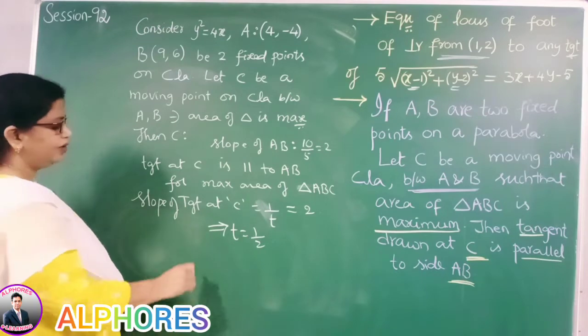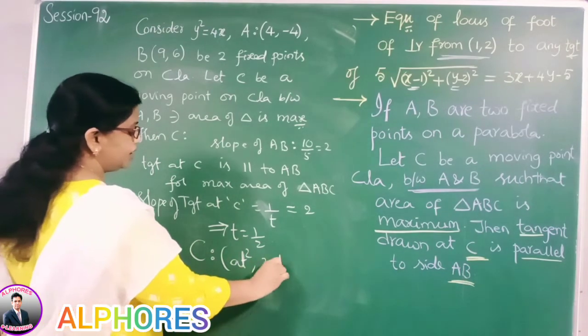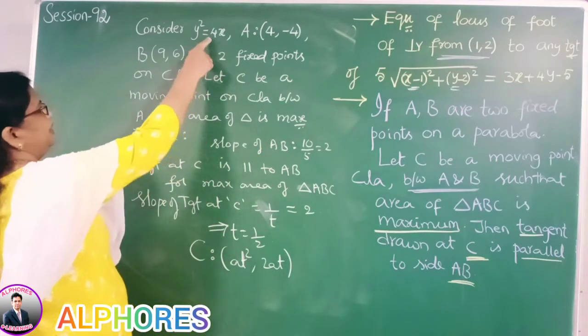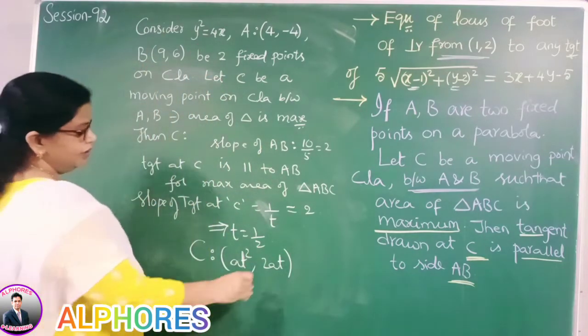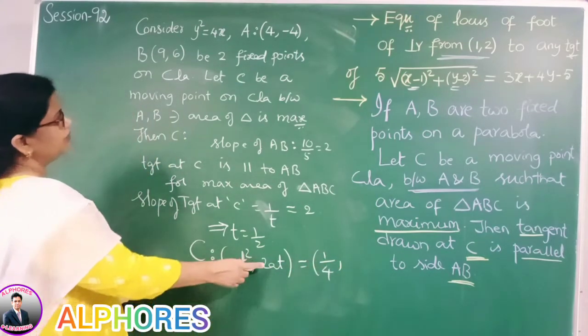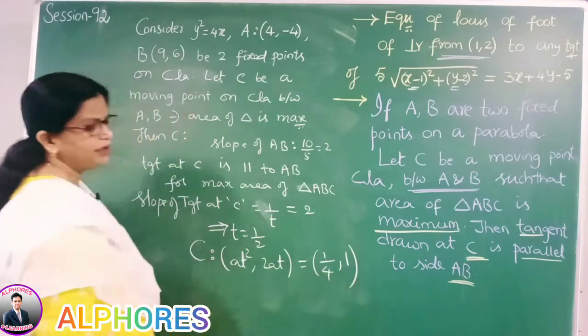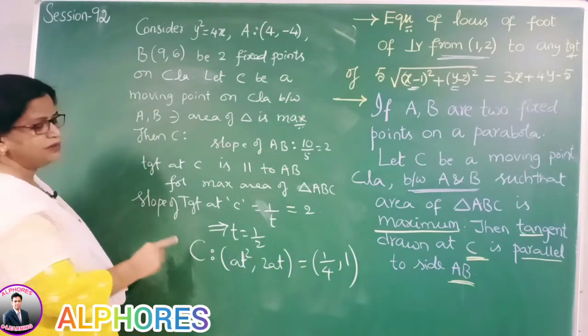Then what about the coordinates of C? It is nothing but at square comma 2at. Now what is the a value here? 4a is 4, so a is 1. Therefore the coordinates are 1 by 4 comma 2 into a into this value, so it is 1. So these are the coordinates of C you can obtain.